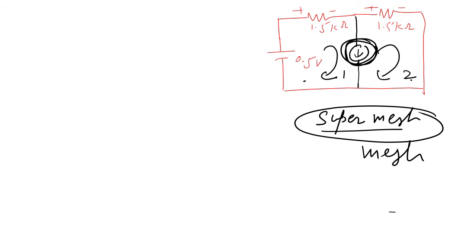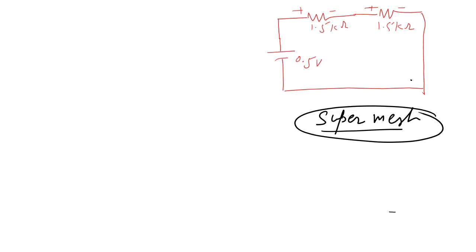So how to take the super mesh? We have to delete this current source. Now I have deleted this current source. Now this mesh becomes a super mesh. Now this is not a mesh. Now this is a super mesh.